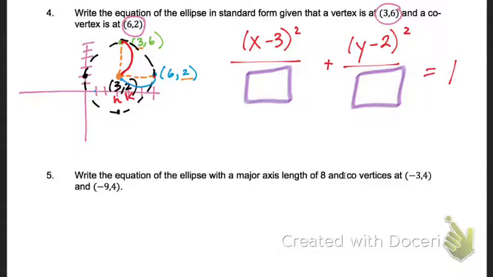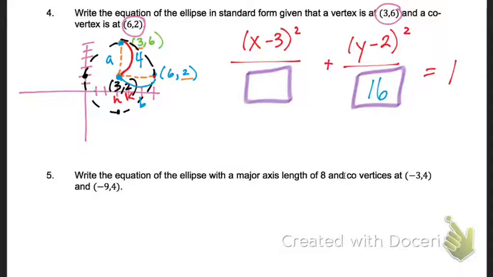So all I need to do to get my A and my B is just count the distance from my center to my outside. So how many points from my center, which is at 3, 2, to my outside, which is 3, 6? How many units do I go up? 4. And then going into the formula, I do what to it? I square it. And so that's 16. And does that go under the X or the Y? Good. Because it's longer vertically than it is horizontally.